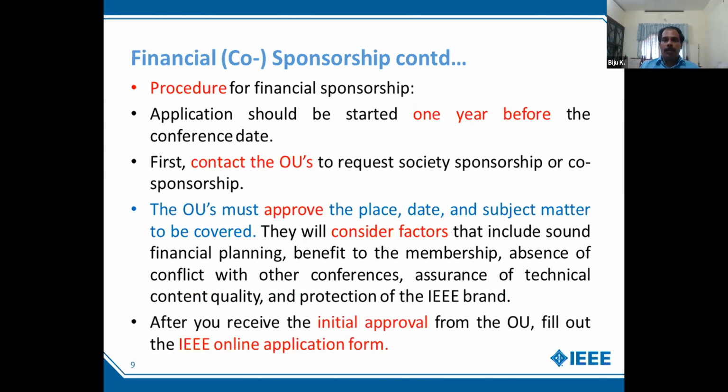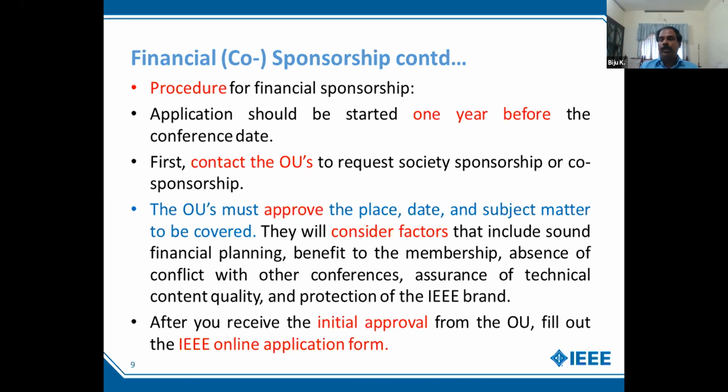So, the procedure for applying for financial sponsorship: you should apply to the IEEE well in advance, at least 1 year before the scheduled date of the conference. And before applying to IEEE, you should first reach out to all other OUs who are part of this financial co-sponsorship, and get their consent before applying to IEEE for the conference. And all the OUs must approve the place, date, subject matter, etc.